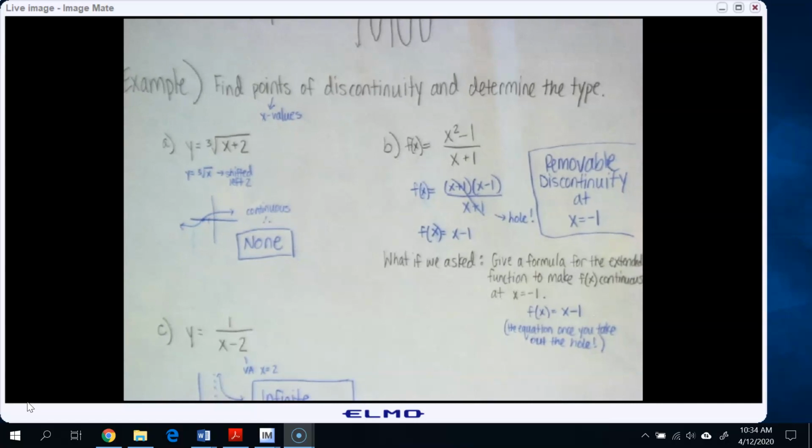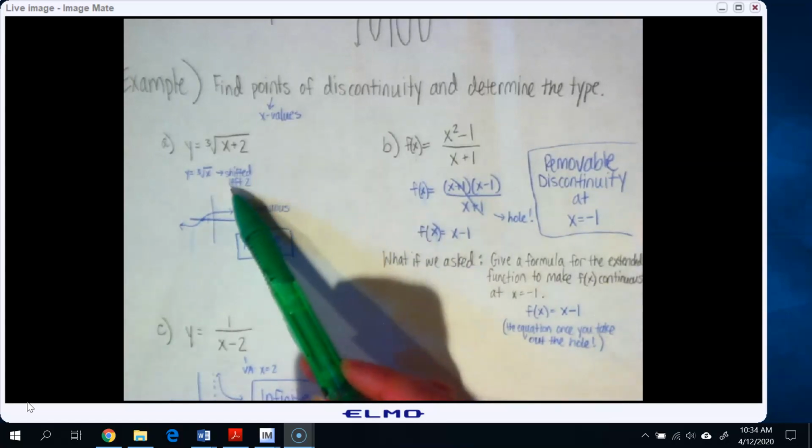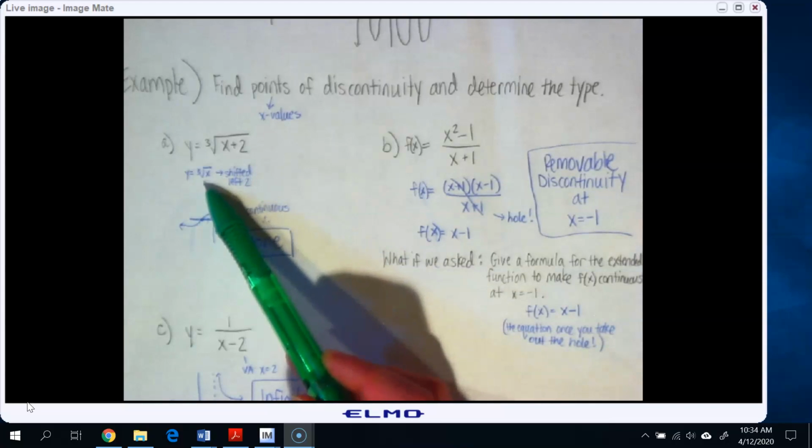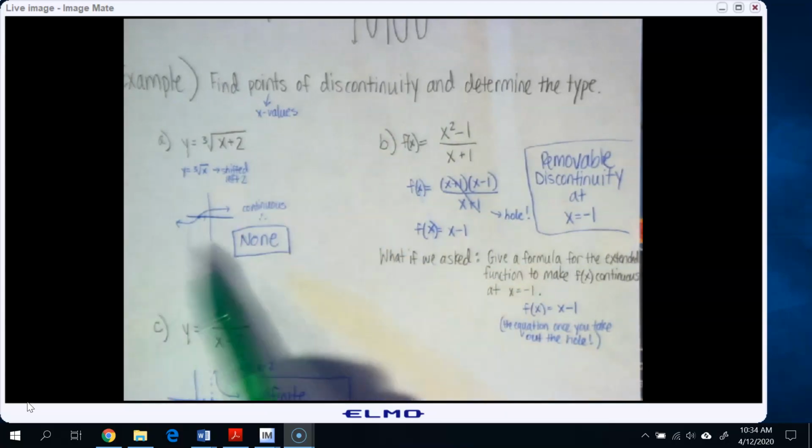Like in letter A, y equals the cubed root of x plus 2. You've got a couple options for determining points of discontinuity. You could sketch the graph, which is what I show here, right? We know what the cubed root graph should look like. It's just shifted left 2, so I drew it here.